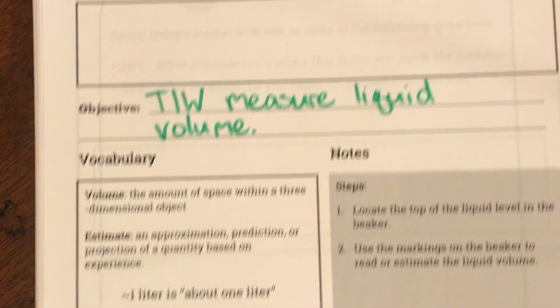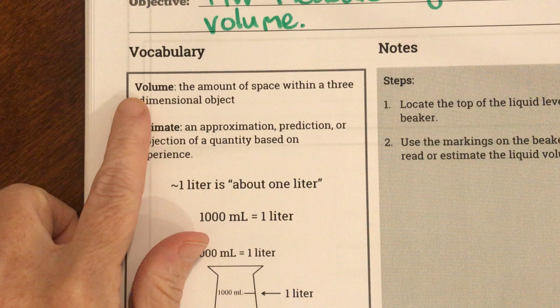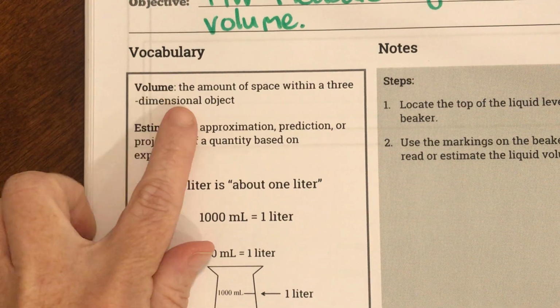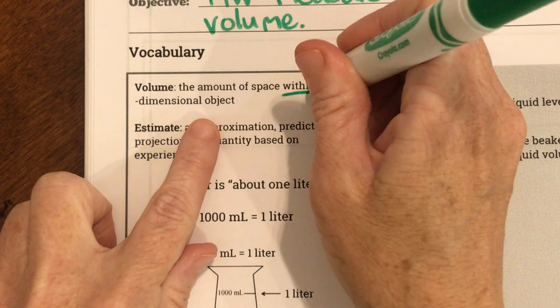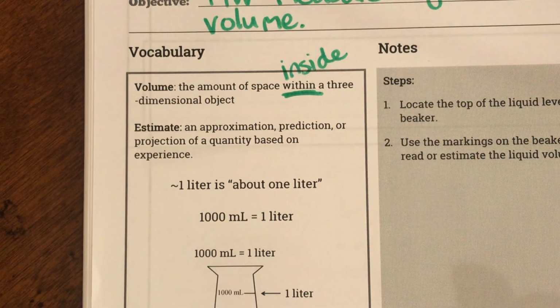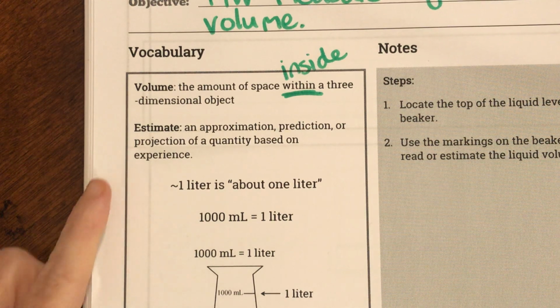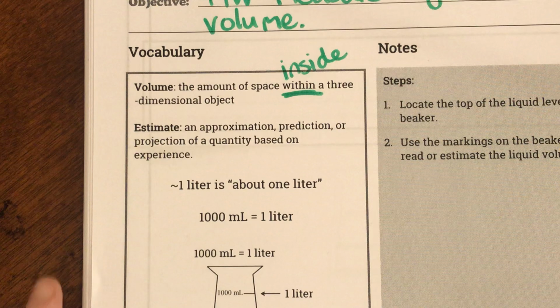Okay, our vocabulary today is going to be very similar. They're just reminding us what volume is, and it's the amount of space within, which remember I said is inside a three-dimensional object. So I want you to picture that 2-liter bottle of soda, that large party-sized bottle of soda. Okay, and then we said estimate is that we're going to give an approximate or a close to answer.